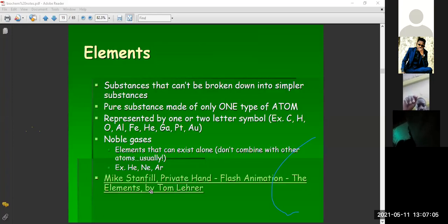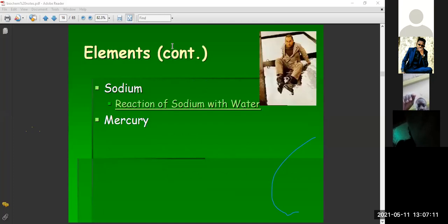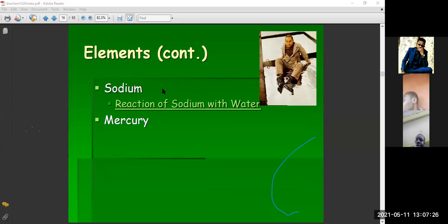So we're going to talk about sodium, reaction of sodium. Who can tell me the chemical symbol of sodium? Sodium is Na. Thank you. Then mercury.